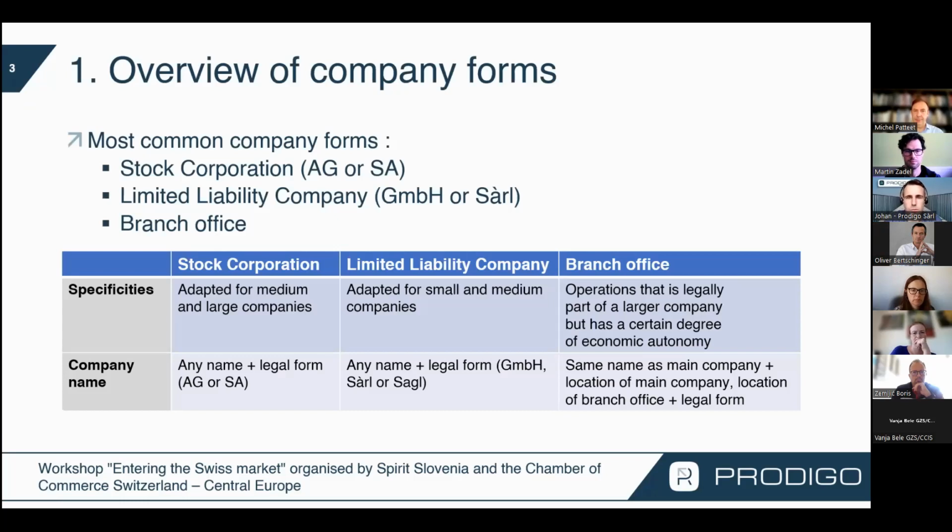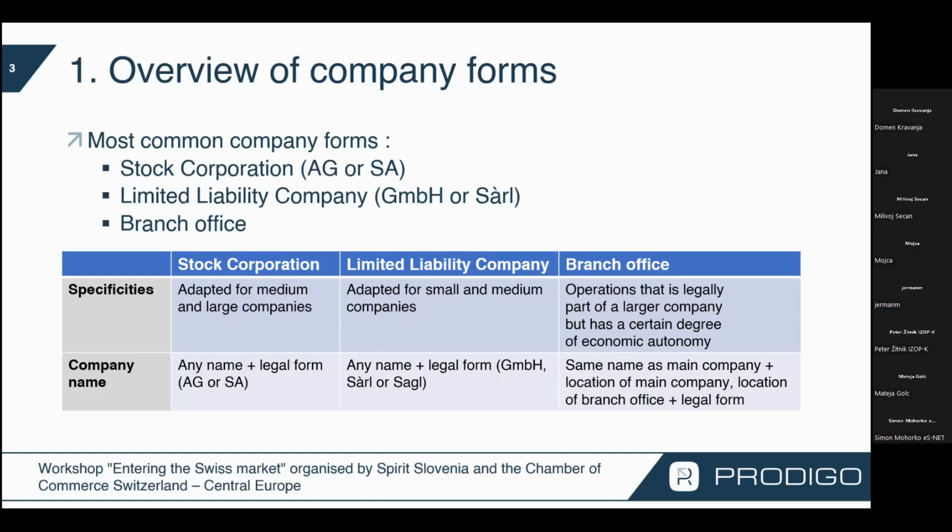So let's start with an overview of the company forms. Even if in Switzerland there are more company forms than the 3 presented here, we decided to focus on the 3 most frequent company forms that are used by foreign firms. These 3 forms are the stock corporation, AG in German or SA in French, the limited liability company, also known as GmbH or SARL in Switzerland, and the branch office. All these forms have their specificities.